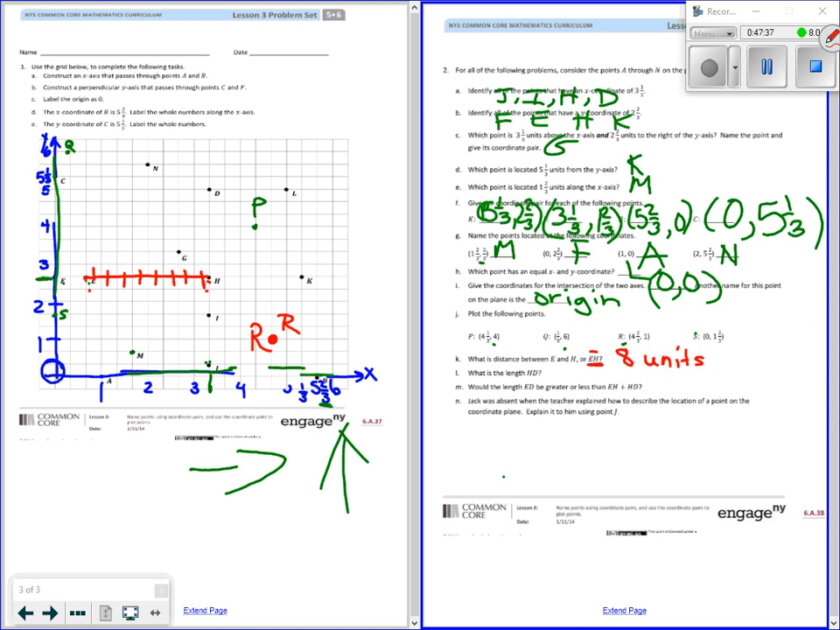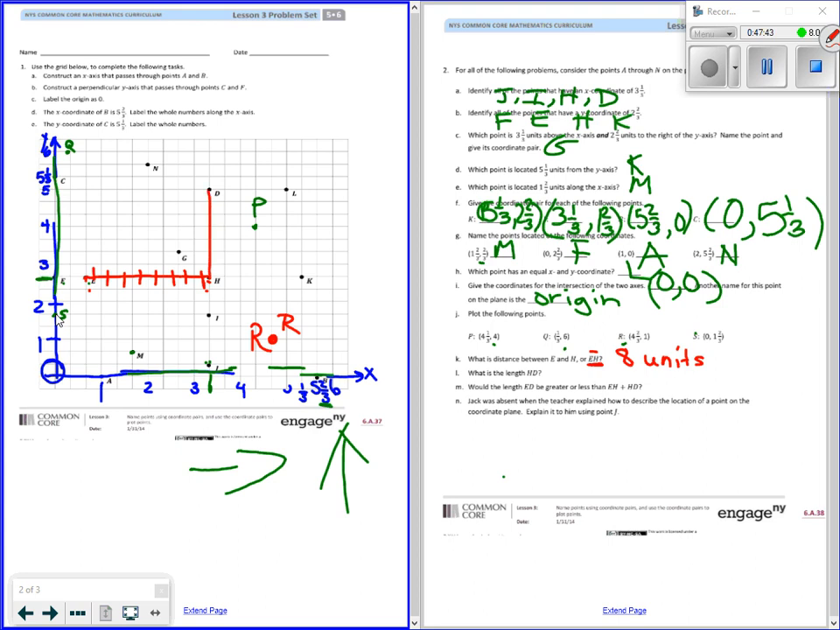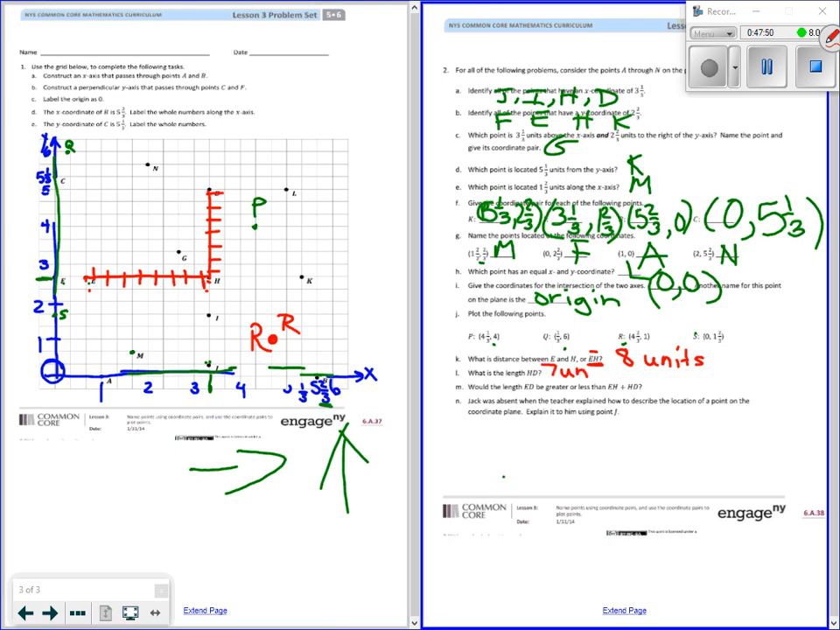What is the length of HD? So from H to D, from here to here, 1, 2, 3, 4, 5, 6, 7. 7 units. Would the length of E to D be greater or less than EH plus HD? So EH plus HD, this is 15.